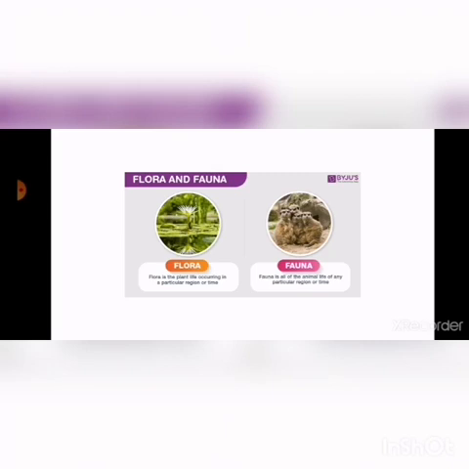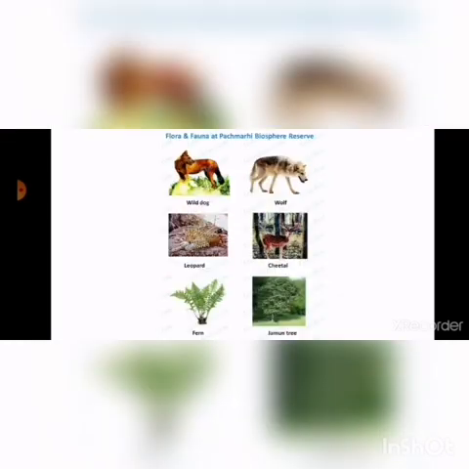Fauna: animals found in a particular area are referred to as the fauna of the area. For example, fauna in the Pachmarhi Biosphere Reserve includes wolf, barking deer, chinkara, cheetah, leopard, blue bull, etc.